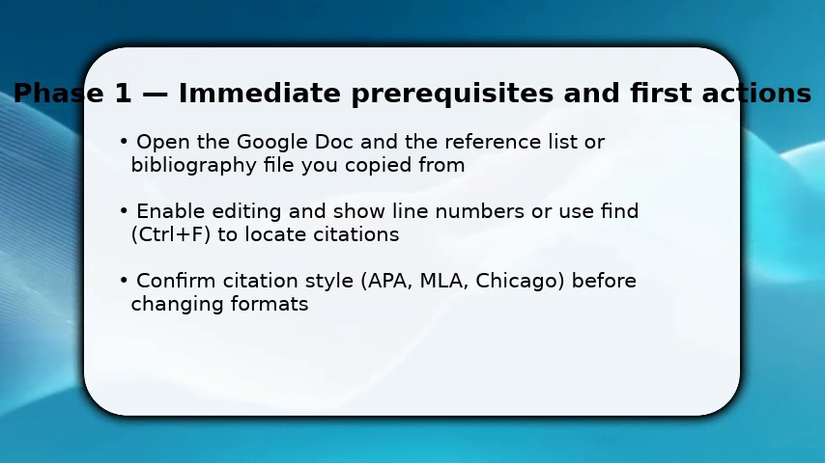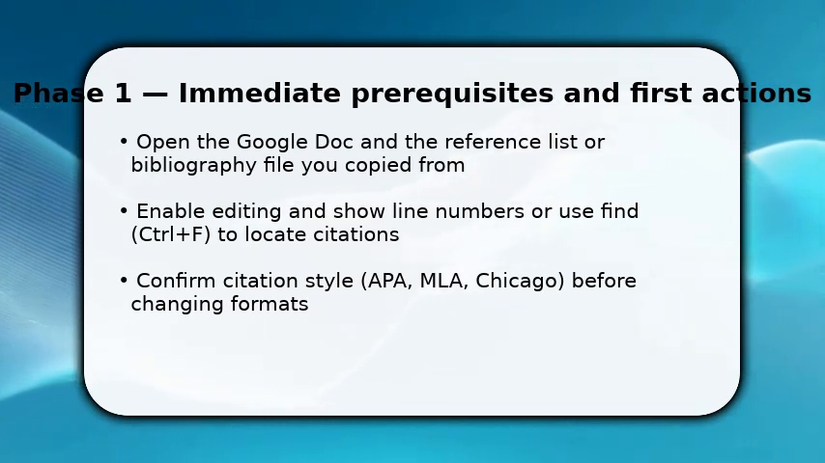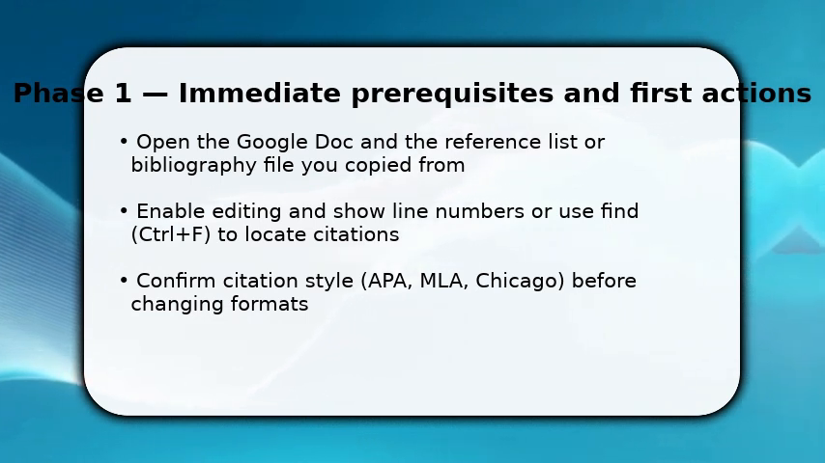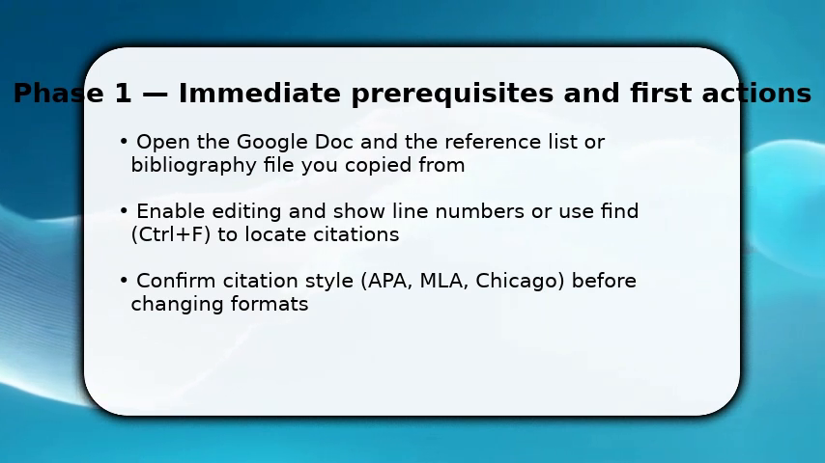You start by opening the Google Doc and the source references side by side so you can edit without guessing. Locate each in-text citation using Find. This saves scrolling. Once done, confirm the required citation style. APA versus MLA changes punctuation and order.